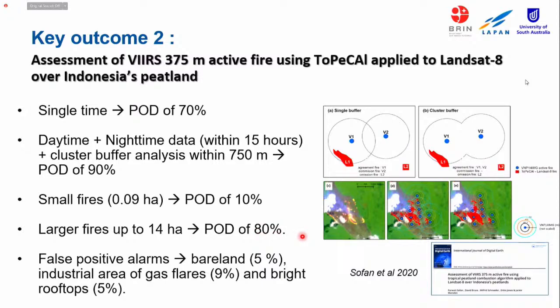So this is the summary of the assessment of VIIRS. And we also have a false positive alarm rate of about 5%. And of course, the commission errors were in the industrial area of gas flares and bright rooftops.